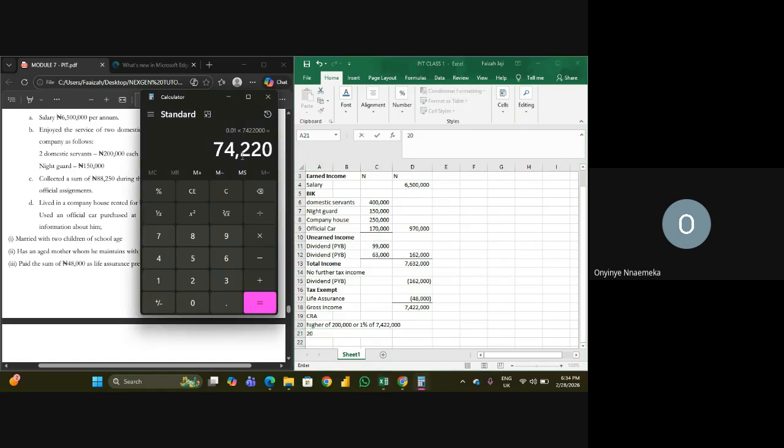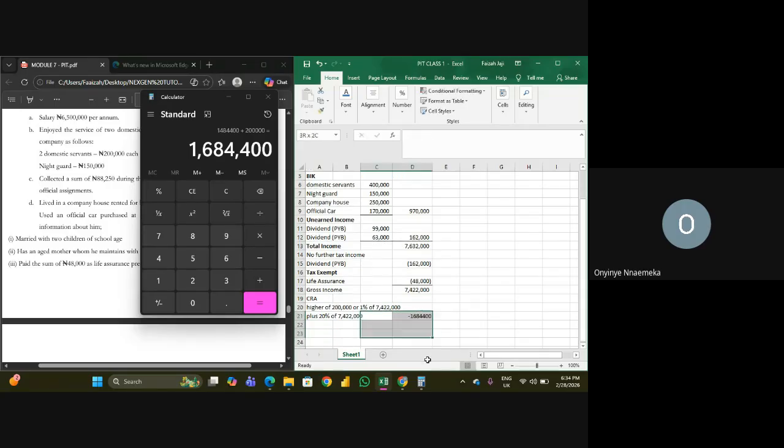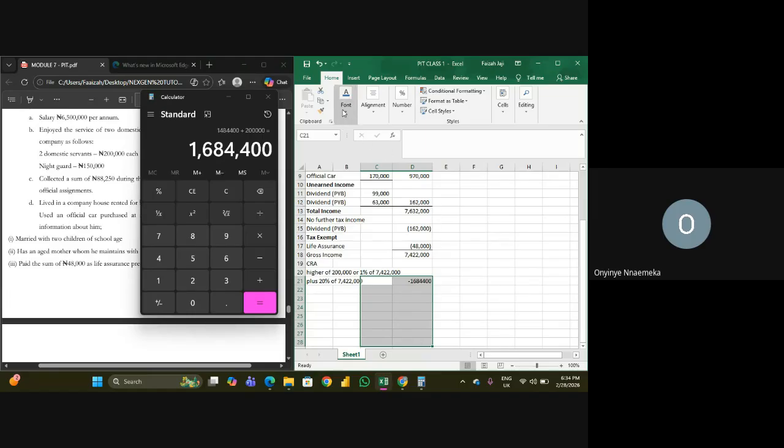Then 20%, 0.20 multiplied by 7,422,123 equals to 20% plus 200,000. So this one will be equal to minus 1,684,400. I guess our stuff has finished here. So that's CRA.